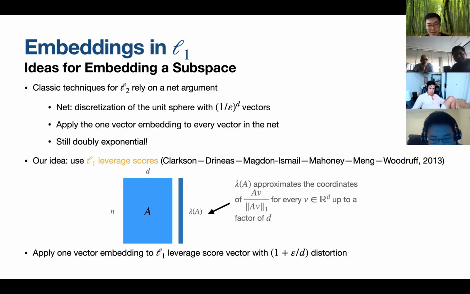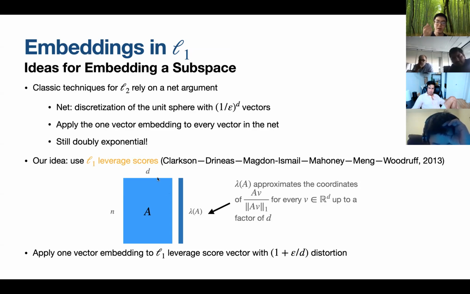I guess I still don't understand. What does that mean? So for any matrix A, you have a single vector, and now you're trying to approximate the coordinates of the span of the columns of A? Yeah. So go on. Yeah.